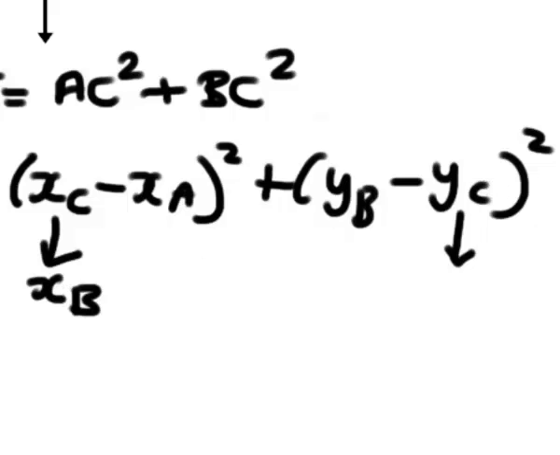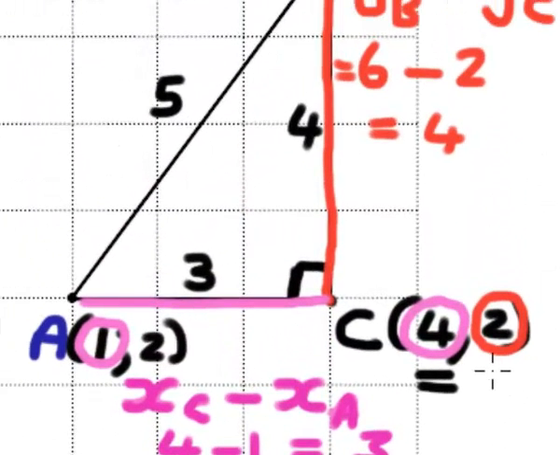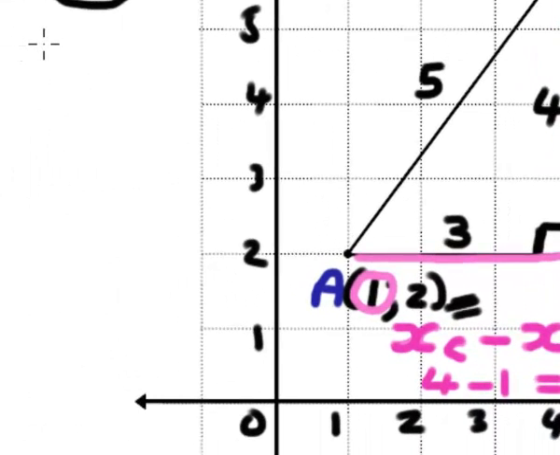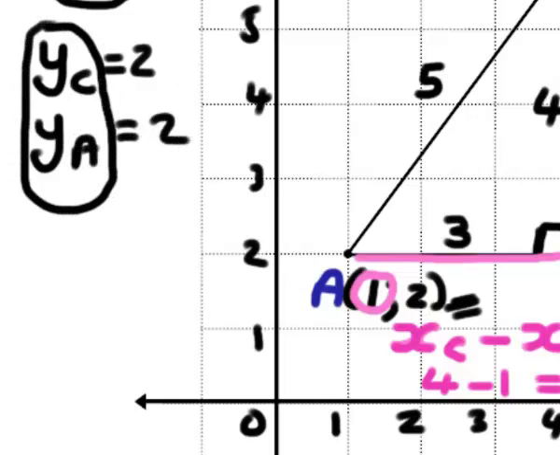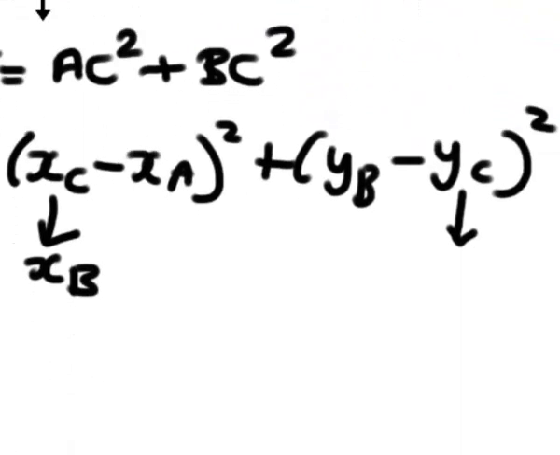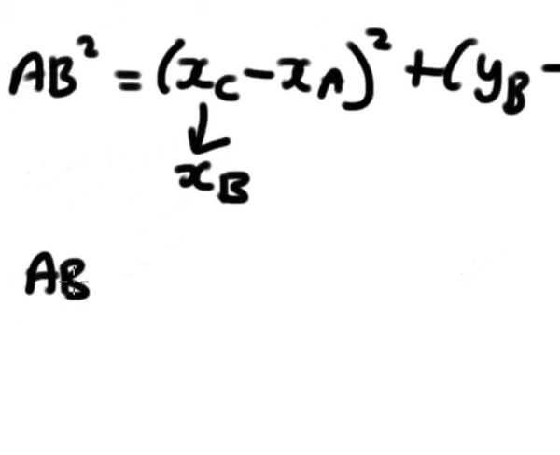Okay, now what about the y of C? Have a look at the y of C. The y of C is 2. But what is the y of A? Is also 2. So look at this. The y of C is equal to 2, and the y of A is equal to 2. So the y of C and the y of A are equal. Those two are equal.